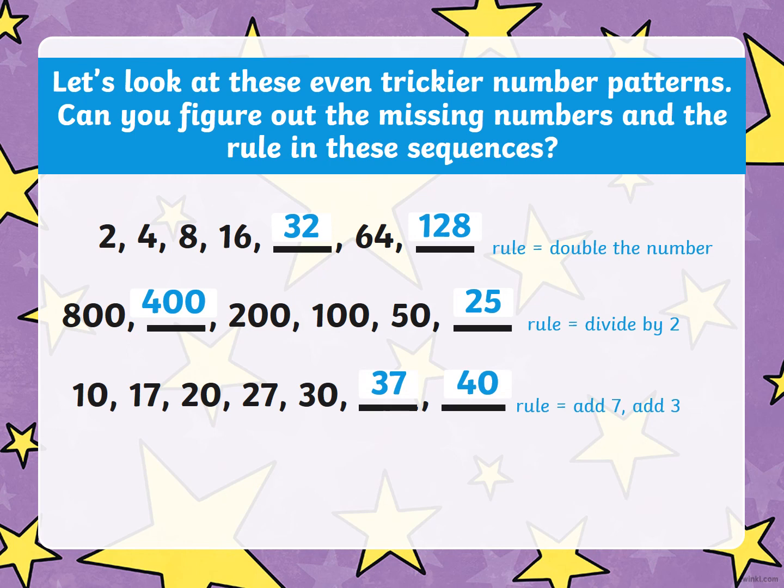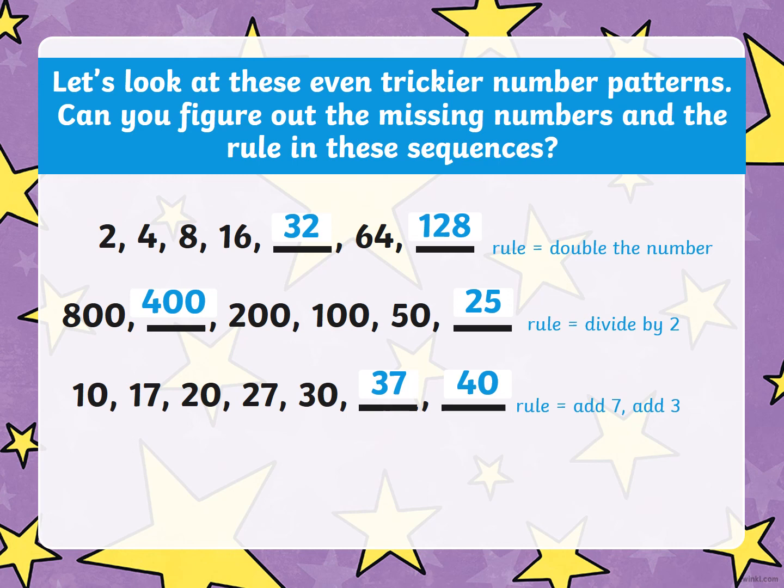So this was an unusual one. To get from 10 to 17, you add 7. But then to get from 17 to 20, you add 3. And that actually is the pattern. You add 7 and then you add 3, and that is constantly repeating. So then you go from 20 to 27 and you add 7, and then you add 3 to get from 27 to 30. You then go back to adding 7 to get from 30 to 37, and you add 3 to get from 37 to 40.